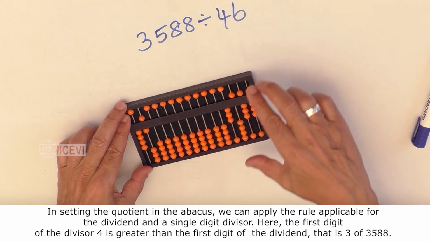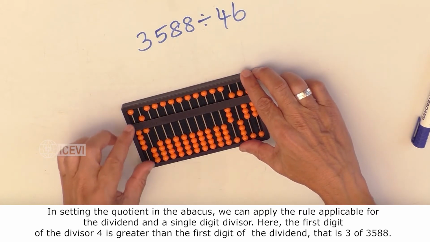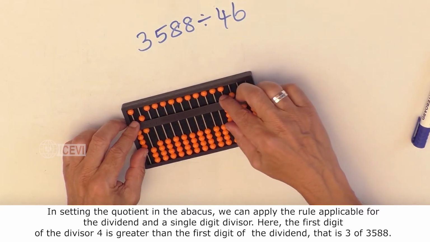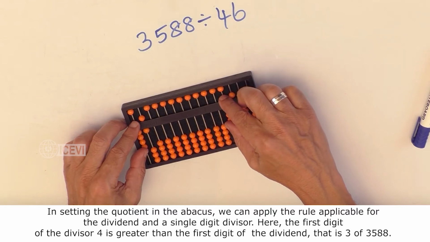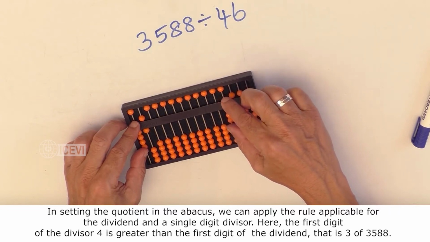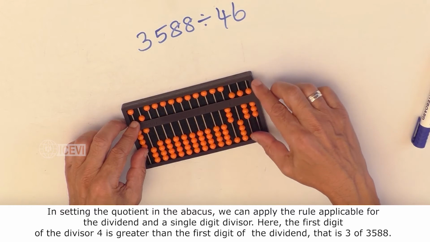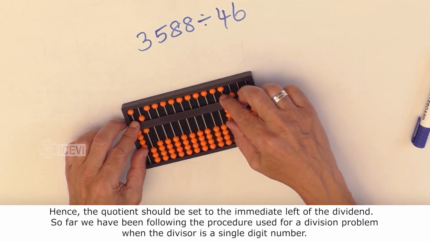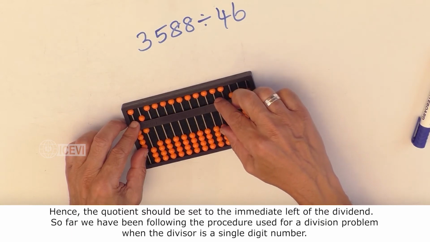In setting the quotient in the abacus, we can apply the rule applicable for the dividend and a single digit divisor. Here, the first digit of the divisor, 4, is greater than the first digit of the dividend, that is 3 of 3588. Hence, the quotient should be set to the immediate left of the dividend.